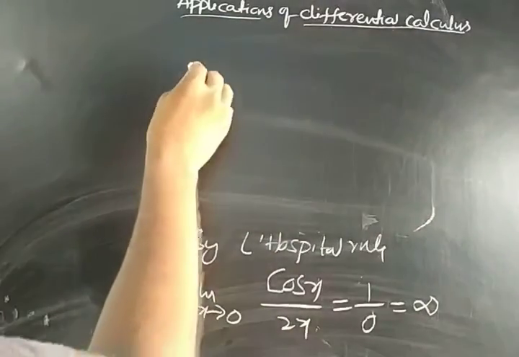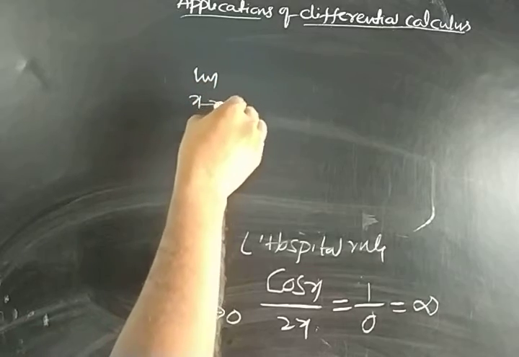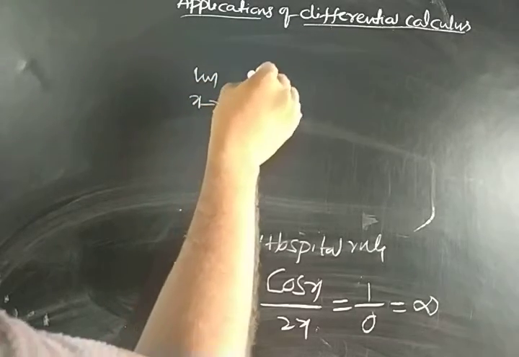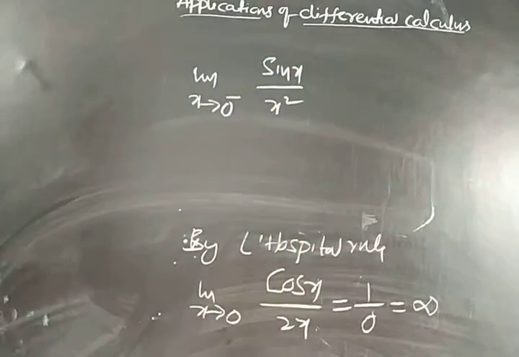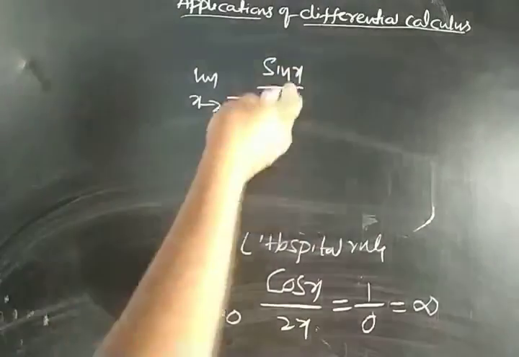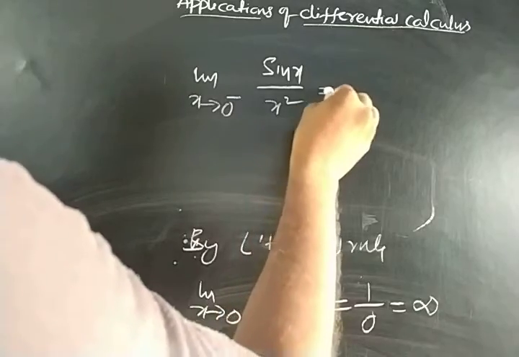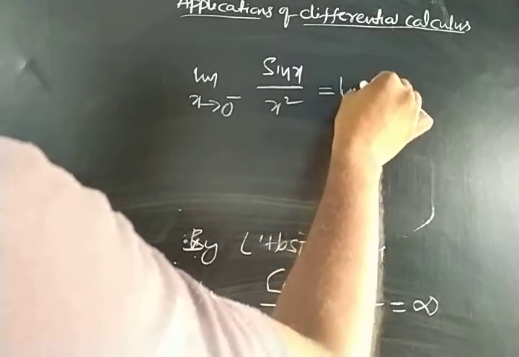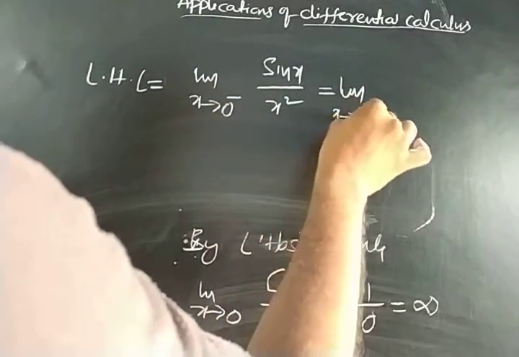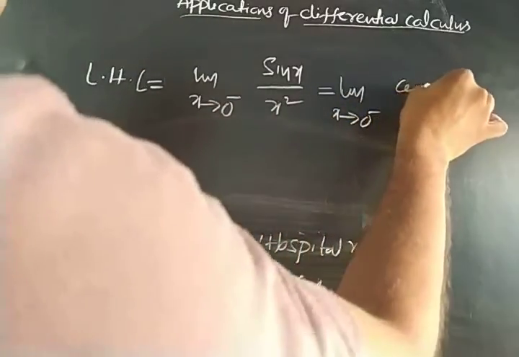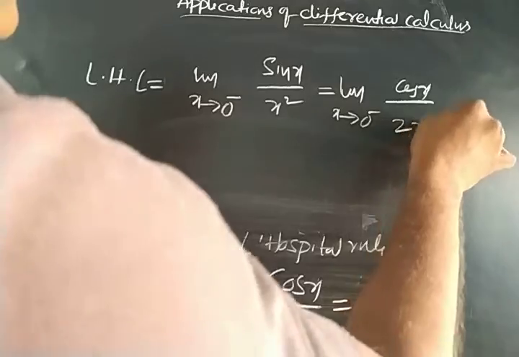Okay, so I am checking the left hand limit, limit x tends to 0 minus of sin x by x square. Sin x by x square is 0 by 0 form, so I am using L'Hospital rule. By L'Hospital rule, this is the LHL, left hand limit: limit x tends to 0 minus of cos x by 2x.